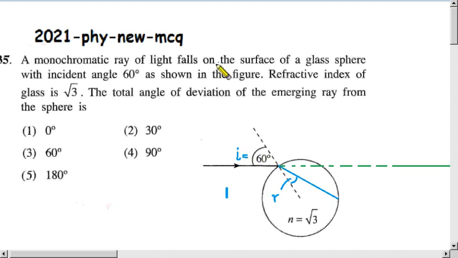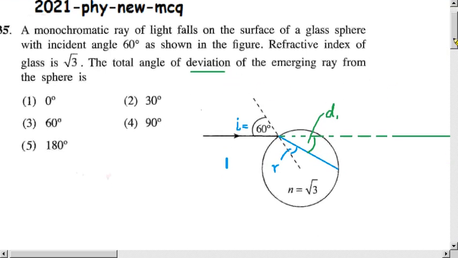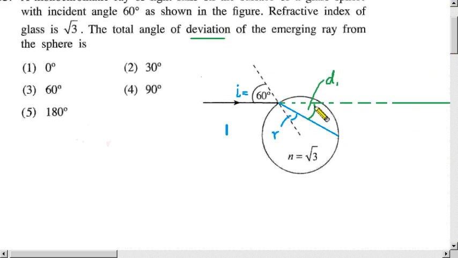So what is this deviation? Deviation is this angle. Let us say d1 for that deviation. So what is deviation? The angle between the direction of the incident ray and the direction of the refracted ray. Between those two directions, the angle is called the deviation angle. So that we have to find out.